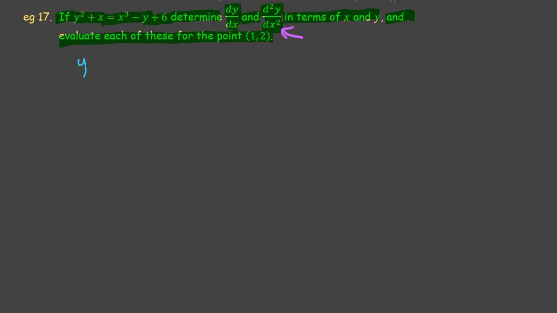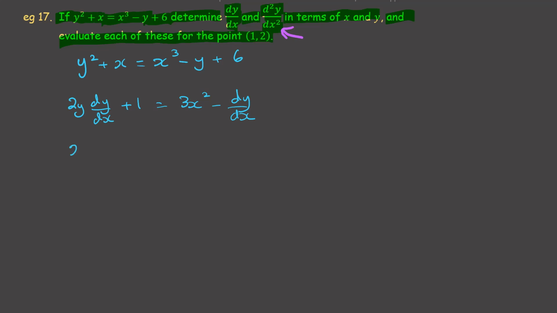So, we're starting off with y squared plus x is x cubed minus y plus 6. And it's a good job that there's no products or quotients here, because otherwise this will become a real mess. Differentiate with respect to x, and we get 2y dy/dx plus 1 is equal to 3x squared. Take away dy/dx, and the 6 would disappear.